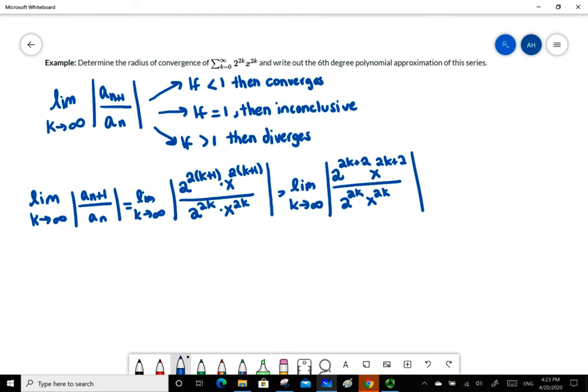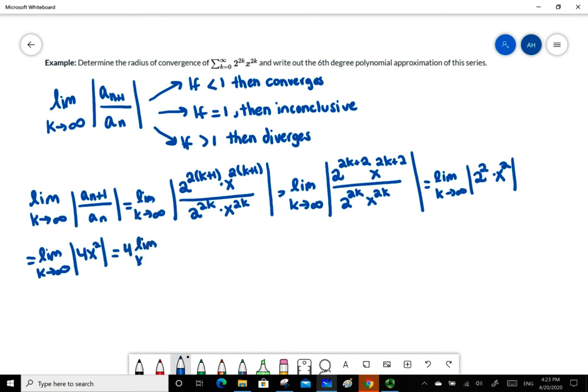Simplifying by subtracting exponents, we get that this equals the limit as k approaches infinity of the absolute value of 2 to the 2 times x to the 2, which is really just the limit as k approaches infinity of 4x squared, which is 4 times the limit as k approaches infinity of x squared. We don't need the absolute values because everything is squared and therefore non-negative already.